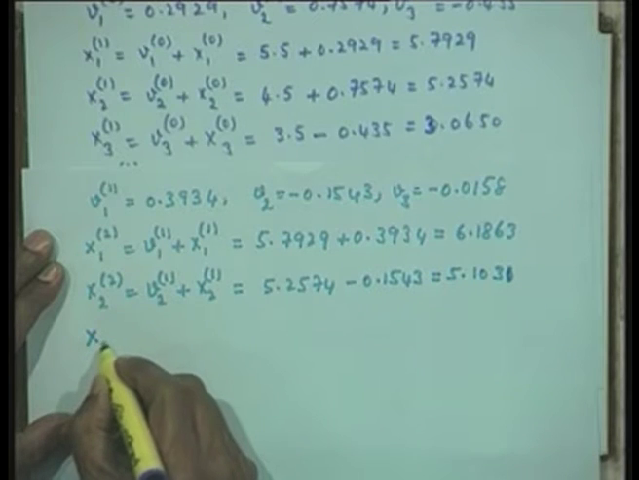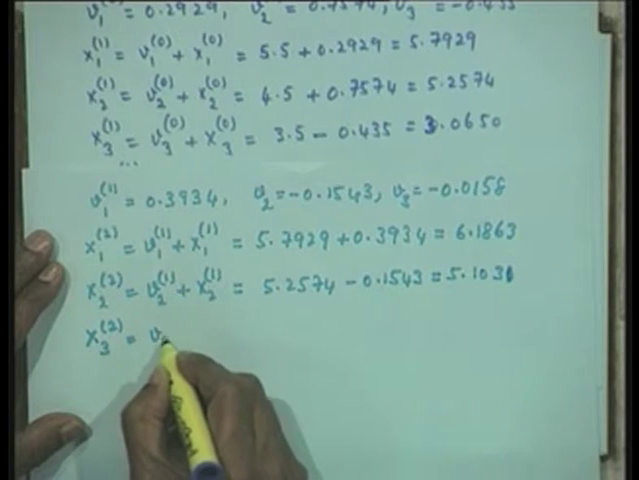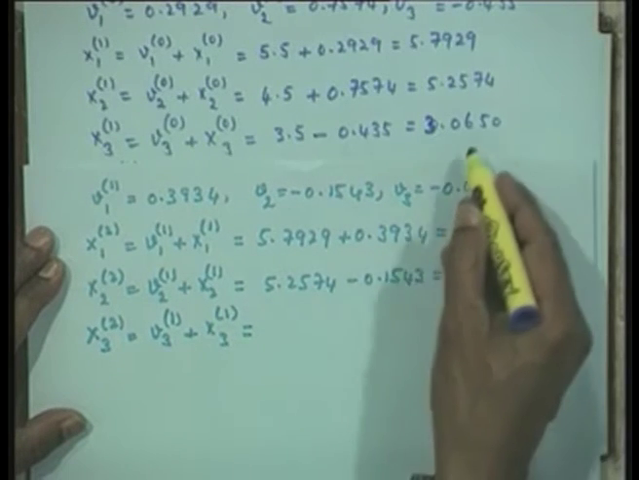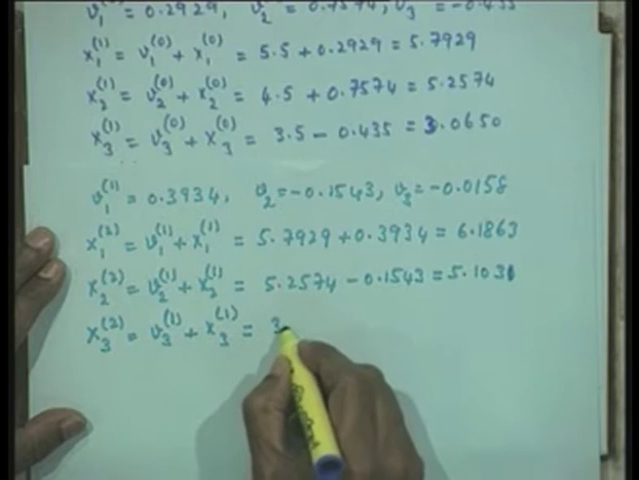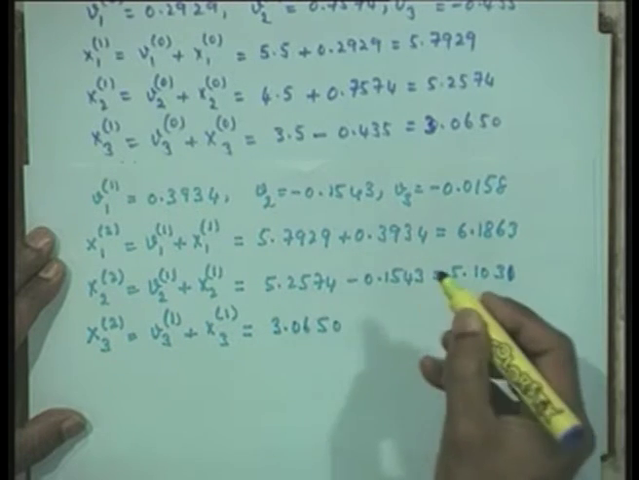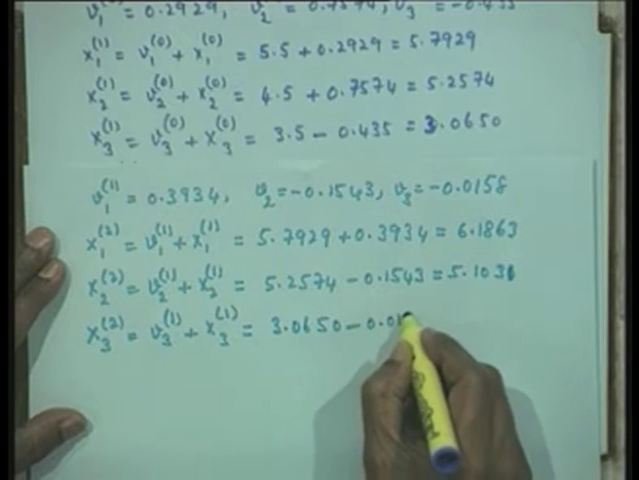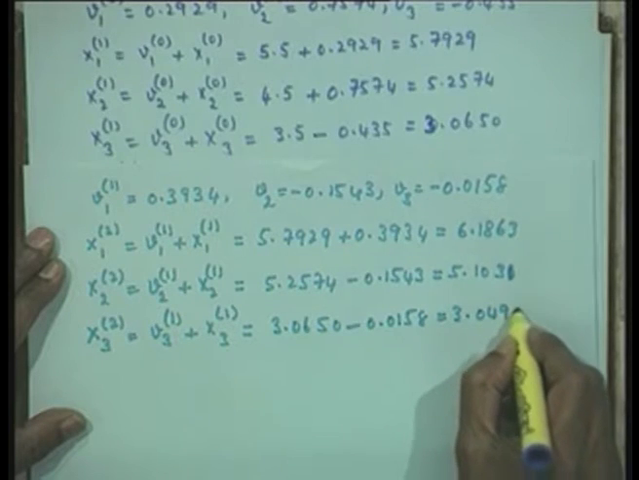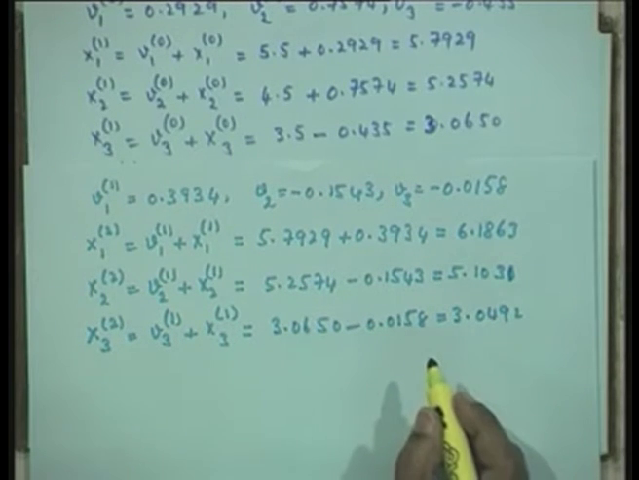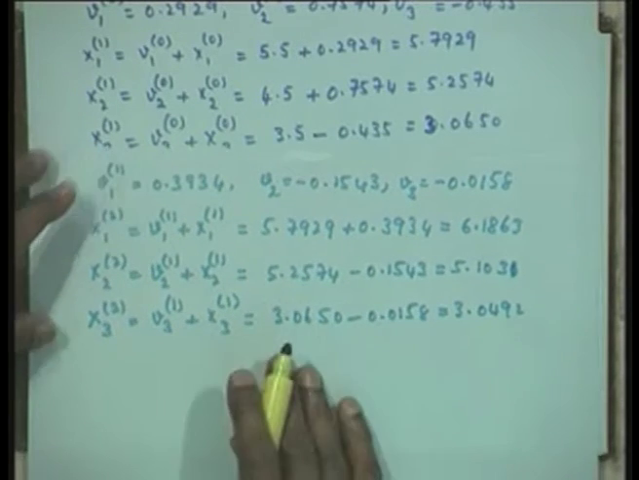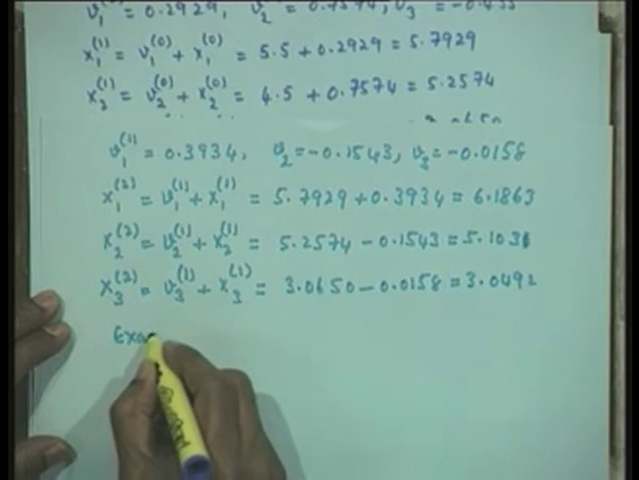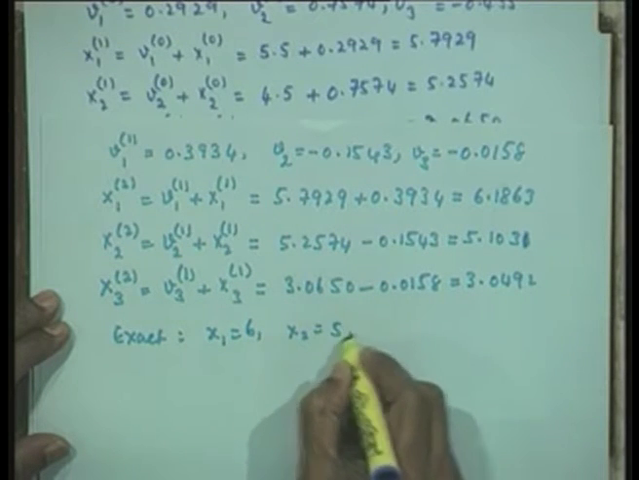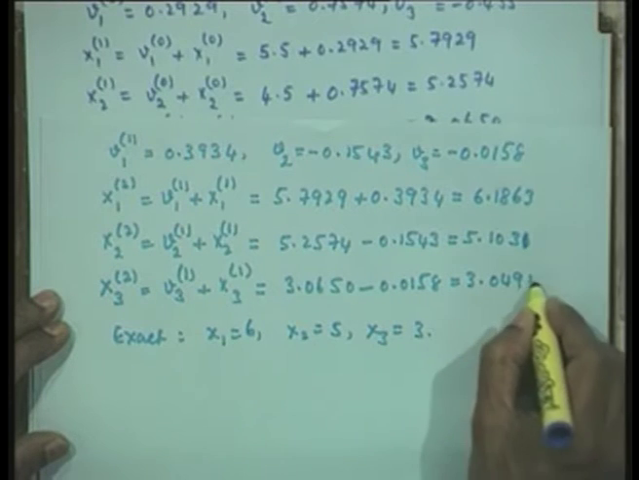And lastly, x3 of 2 is V3 of 1 plus x3 1, and the value of x3 is 3.065, and the value of V3 is minus 0.0158, that is 3.0492. Now, we have completed 2 iterations, and the exact solution for this problem is x1 is 6, x2 is 5, x3 is equal to 3.